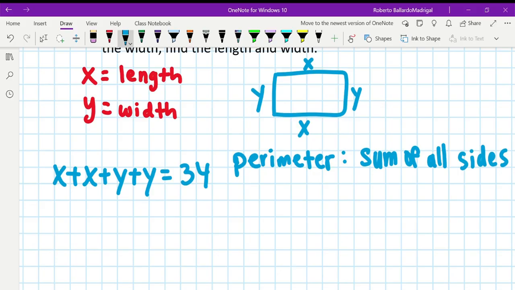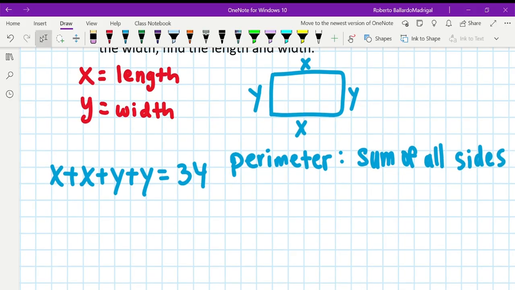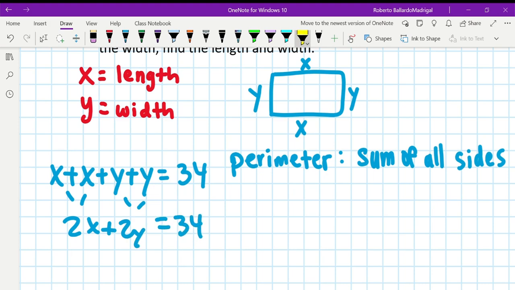Yes, we're going to combine like terms next. We're going to rewrite this as 2x plus 2y equals 34. And I'm going to highlight this to let you know that this is our first equation in the system, from the first sentence where we were told that the perimeter was equal to 34 inches.